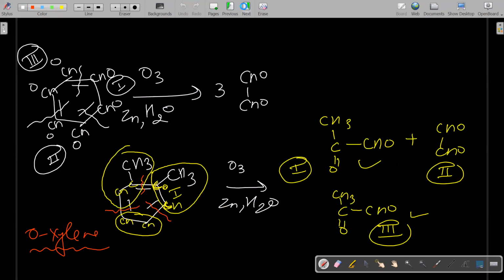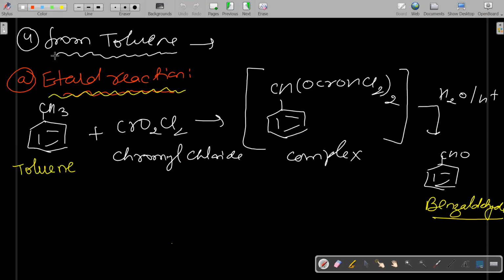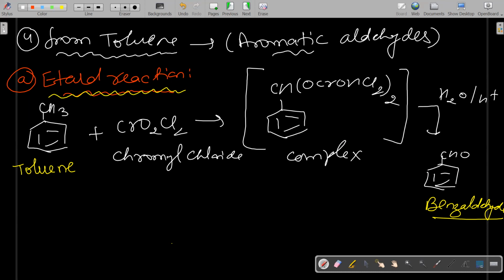So now we can go to the next, that is hydrocarbon. The fourth point of hydrocarbon is from toluene. It is a part of hydrocarbon. We can say from toluene we get what type of aldehyde? Yeah, we get aromatic aldehydes. Okay. So in this case, we get the aromatic aldehyde. What is this reaction? In this also, there are three reactions. First is, from toluene, we get benzaldehyde by three methods.